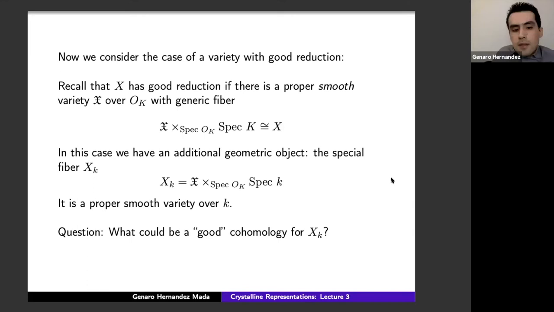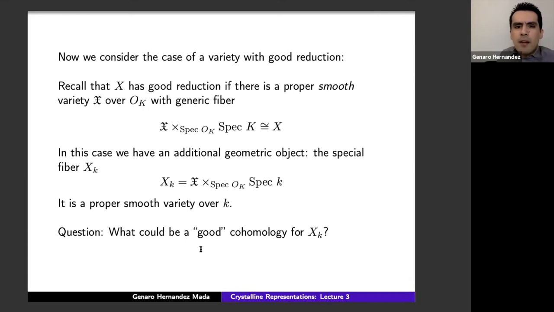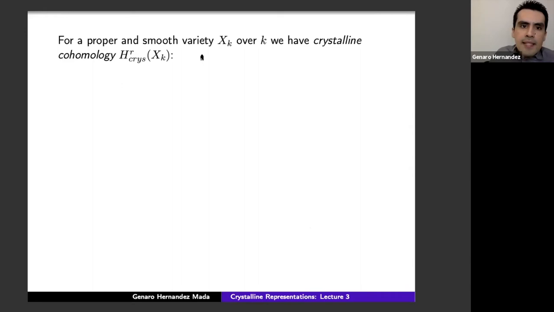And so this good, what does that mean? Well, there is a story behind that. That comes back to Weil and his conjectures. Long story short, we have this crystalline cohomology that works well for proper and smooth varieties over, in this case, k a finite field, right? In particular, it's perfect. Because we are considering that big K, or capital K, is a finite extension of Q_p. In particular, the residue field will be a finite field. And so X_k is smooth and proper over a finite field. And for those varieties, crystalline cohomology works very well.